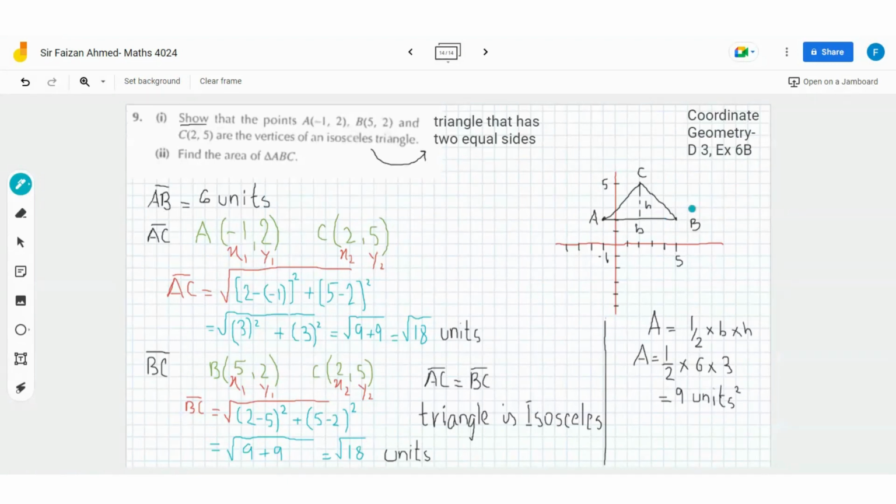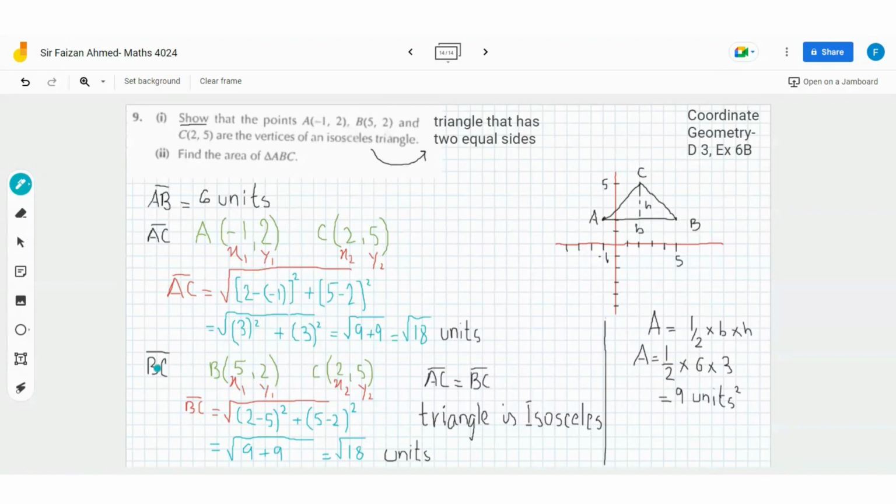So I'm starting with BC. B is my first coordinate. The coordinates of B is 5 and 2. The value of x1 is 5, the value of y1 is 2, and C is 2, 5. So this is the value of x2, and this is the value of y2. It doesn't matter. You can label it as x1 and y1, and this one as x2 and y2. It doesn't matter. Your answer will be the same.